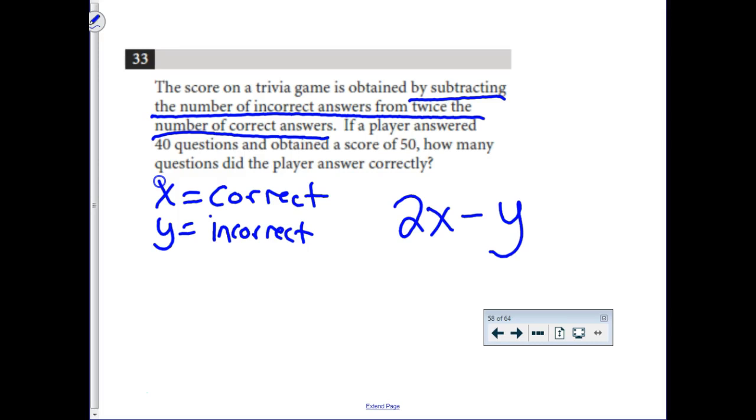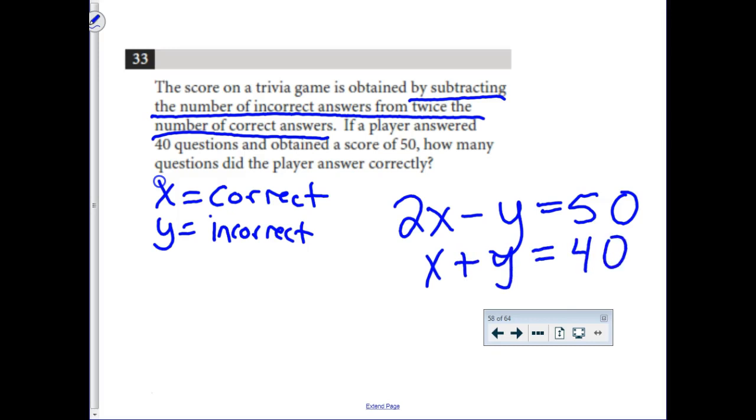Got it? And at some point in your clues, didn't they give you a score? Where does that say? Oh, a score of 50. Okay, there's one more clue out there, and it's its own equation. It says your player answered 40 questions. So the person either got each question correct or incorrect. So that equation would look like what? X plus Y, all the questions, equals 40.